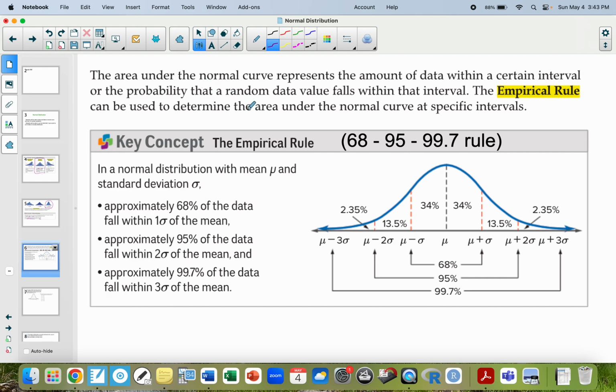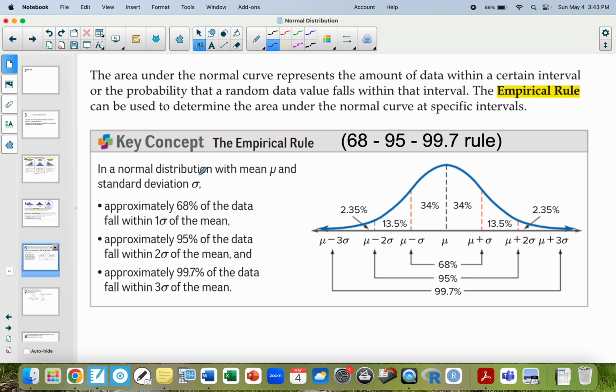The area under the normal curve represents the amount of data within a certain interval, or the probability that a random data value falls within the interval. The empirical rule, which is also referred to sometimes as the 68, 95, 99.7 rule, can be used to determine the area under the normal curve at specific intervals. Definitely draw this. This is our normal distribution. This is really important for the normal curve and some of the rules with it.